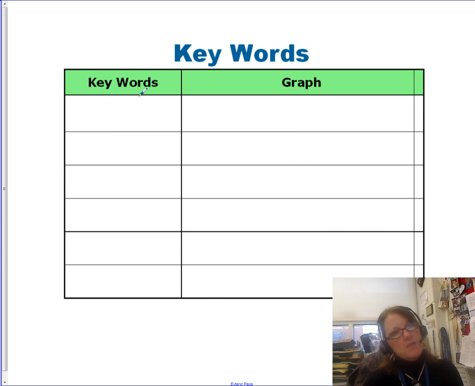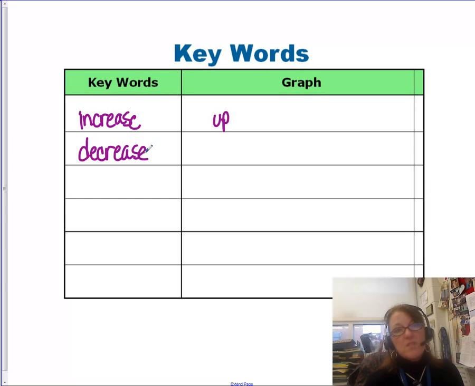So as we're looking at some key words here and looking back at the examples that you had, you might focus in on things like increase or increasing, which means the graph is going to go up. Likewise, if you see something like decrease or any words that imply negative, that's going downward.